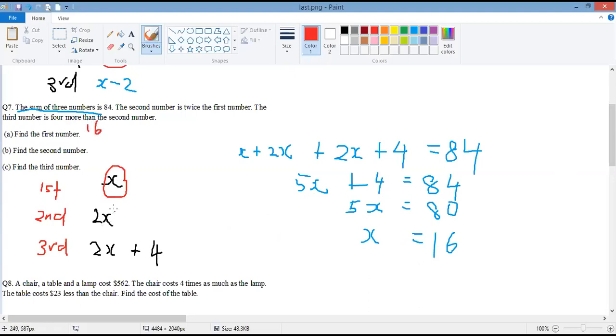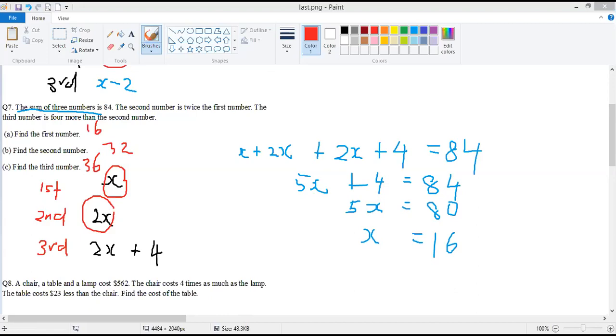The second number will be 2x. 2 times 16, you get 32. Third number is 2 times x, 2 times 16, 32, plus 4. So the third number will be 36. So your answer will be 16, 32, and 36.